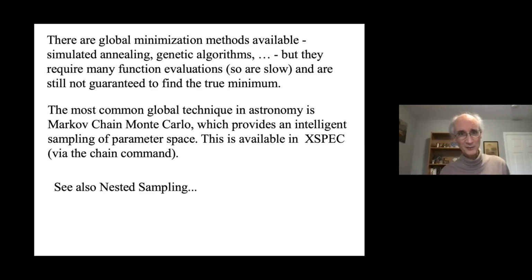I would say a technique which has pretty much taken over astronomy is Markov chain Monte Carlo, which is a way of sampling parameter space. This is built into XSpec via the chain command, but if you're using PyXspec, you can also combine this with other types of MCMC code. There's also something called nested sampling, but this is what BXA does, so I'm going to leave that to Johannes.